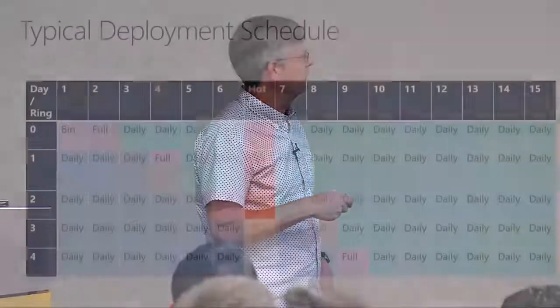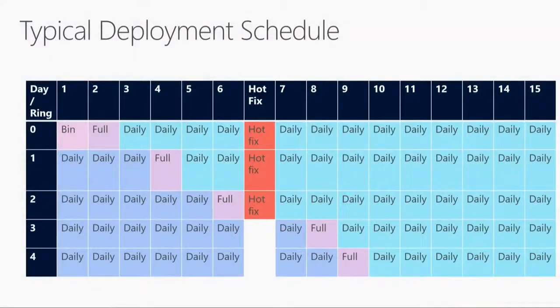So we have the days of the sprint across the top, 15 days in a sprint, 3 weeks. Those are business days, and then the rings down the side. On day zero, Monday, we do binaries to ring zero. And then we'll do a full deployment on Tuesday if we didn't hit any bugs. If we hit bugs, sometimes we roll back on Monday. It's not uncommon, and then we'll do it again on Tuesday.